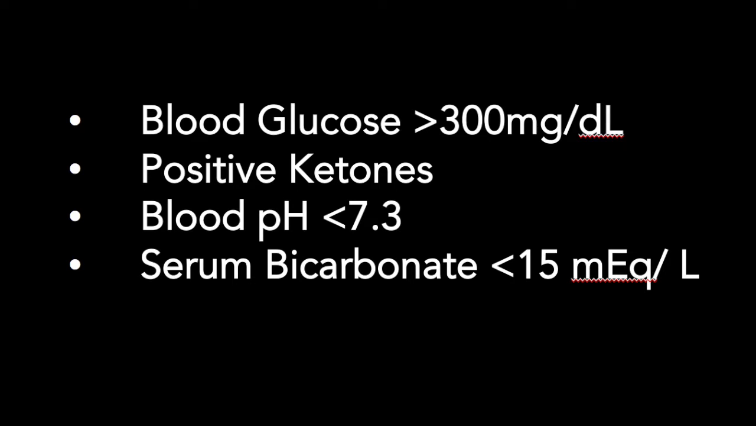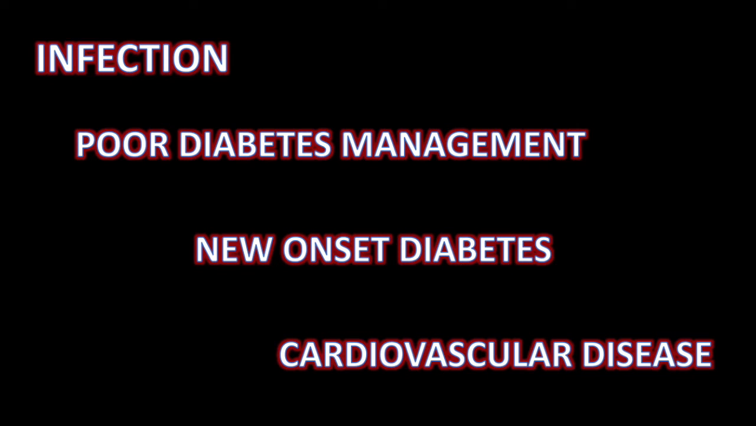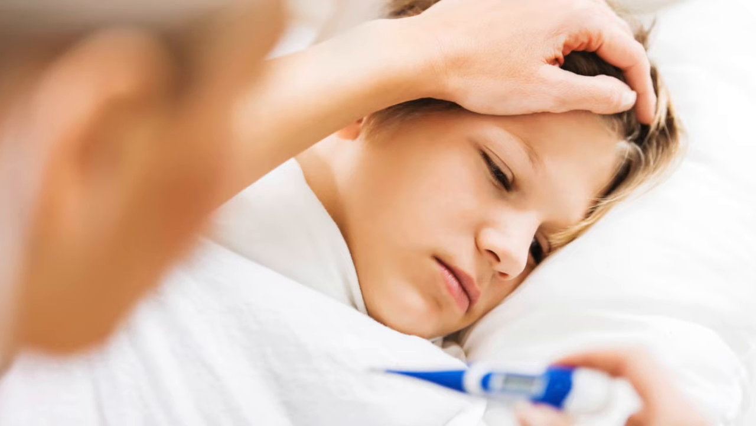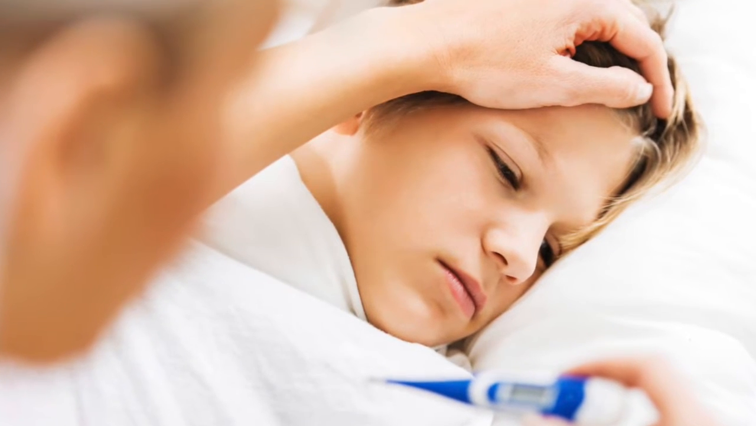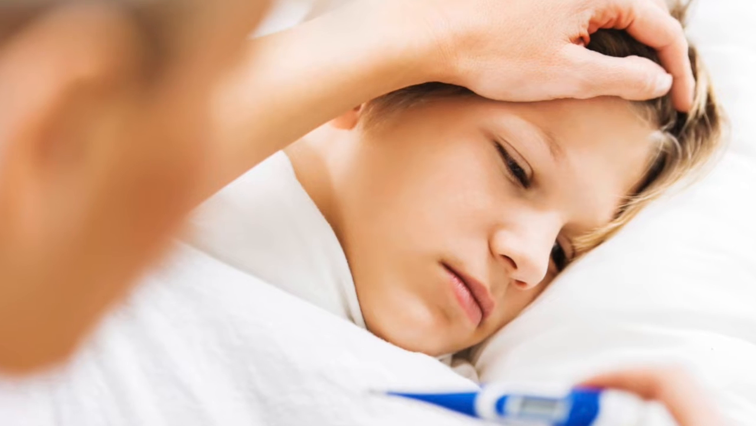Diabetic ketoacidosis, DKA, is a common and life-threatening complication of diabetic pediatric patients. The defining characteristics of DKA include a blood glucose greater than 300 milligrams per deciliter, ketones in the blood, a blood pH less than 7.3, and a serum bicarbonate level below 15 milliequivalents per liter. Common causes of DKA include infection, inadequate insulin treatment, new onset diabetes, and cardiovascular disease. Electrolyte imbalances and neurological changes are commonly associated with DKA, making it especially dangerous.